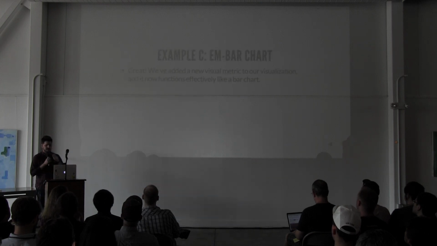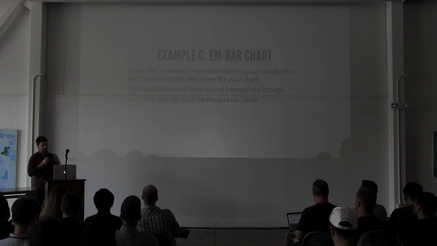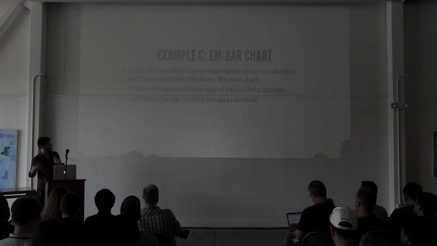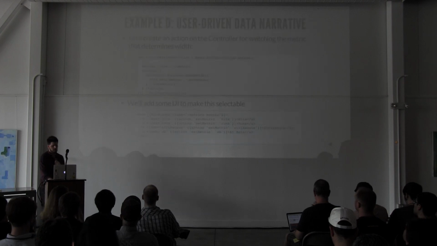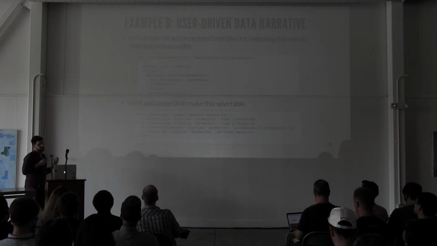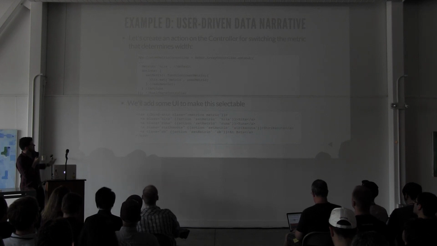Just as a basis, we've set up our bar chart. It gives us more info than what we were looking at before, but it still doesn't really do anything. It doesn't really let the user drive anything, and that's a really nice thing that Ember lets us do pretty easily, so let's start incorporating that. We're going to call this the user-driven data narrative, which is kind of a mouthful. But let's talk about what we're actually going to do here.